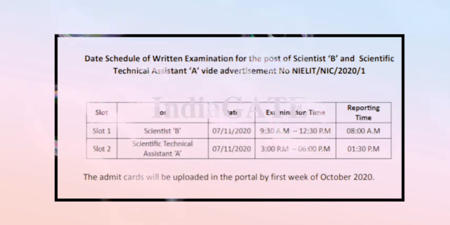Come to the next paper, that is Scientific Technical Assistant A, which is held in slot 2, and it is also held on the same date, 7 November 2020. Here the examination time is different, that is 3 p.m. to 6 p.m., and the reporting time for this post is 1:30 in the afternoon. And there is one most important point about the admit card. The admit card will be uploaded on the portal by the first week of October 2020.